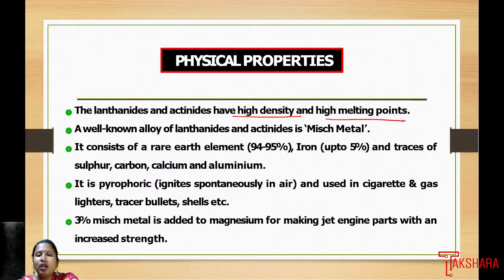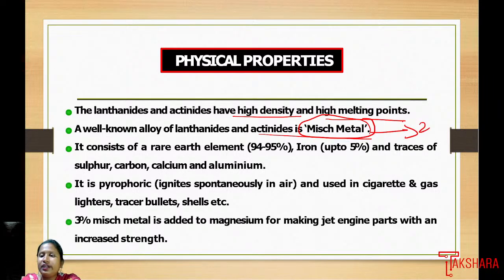Then a well known alloy of lanthanides is mish metal. An alloy is nothing but a mixing of two or more metals. So we get one alloy, which is a well known metal, and we call it mish metal. This is very, very important; you may get mish metal asked for 2 marks.